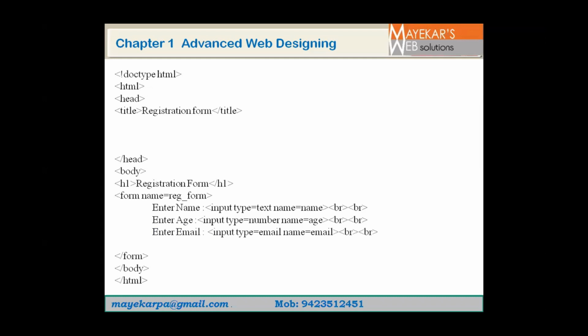So next element is enter email. Here we are inserting a text box related to email, means input type is equal to email. By using this particular input tag, we are creating a text box on which we can enter only an email ID, nothing other content. Okay, so input type is equal to email, name is equal to email. Here we are closing it with BR tag.